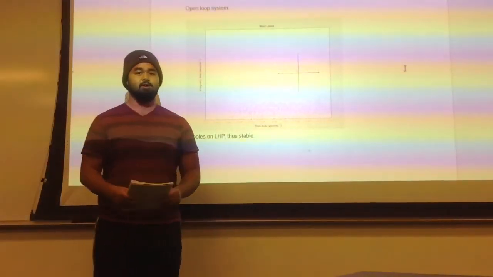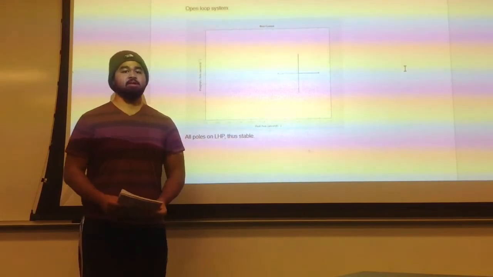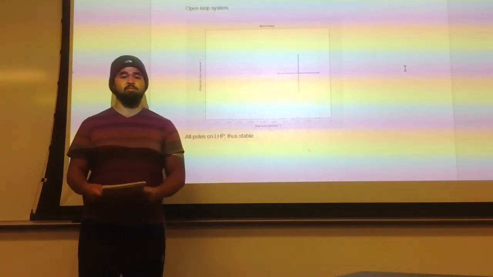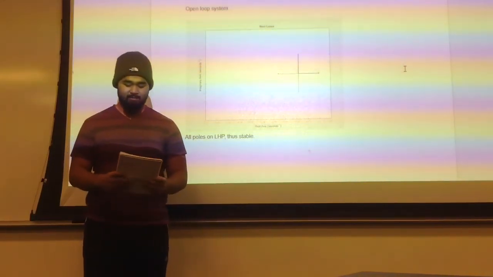So plotting our open loop system in MATLAB gives us this root locus plot right here. As you can see, both of the poles are located on the left-hand plane, which confirms our earlier assumption that our plant is stable.